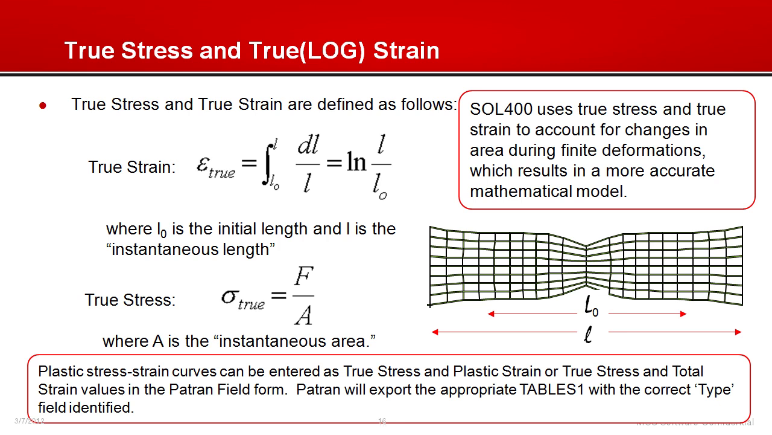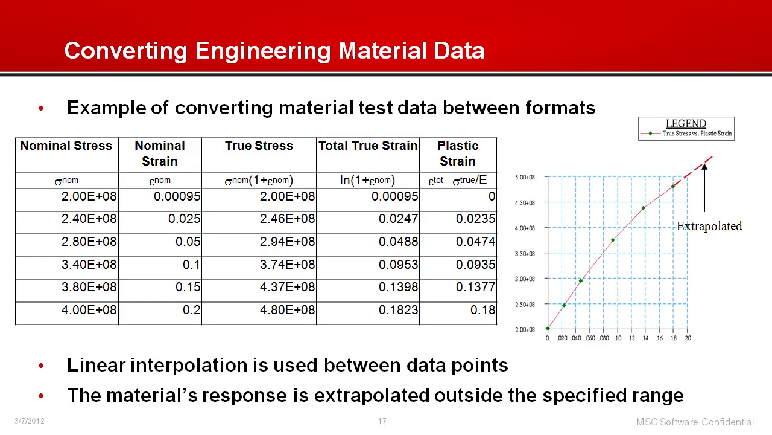There are two options available inside Nastran for the user to model the material. The user can either model the true stress and the plastic strain portion of the stress-strain curve, or could use the true stress and the total strain curve inside Patran, and Patran will automatically set the fields accordingly using the TABLES1 cards.